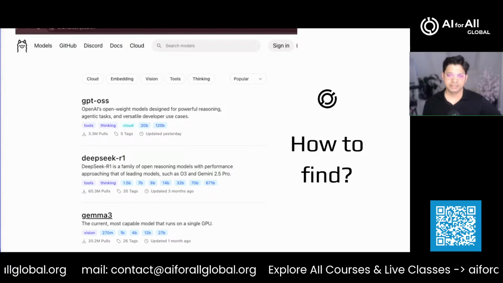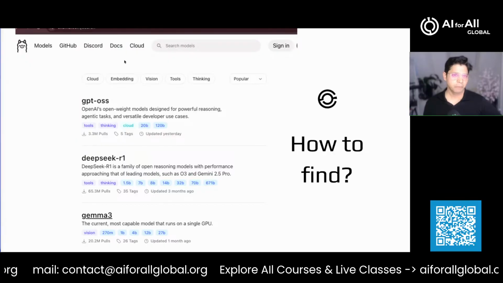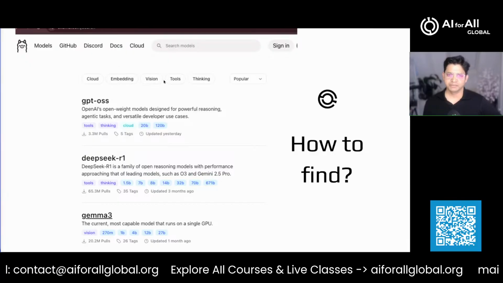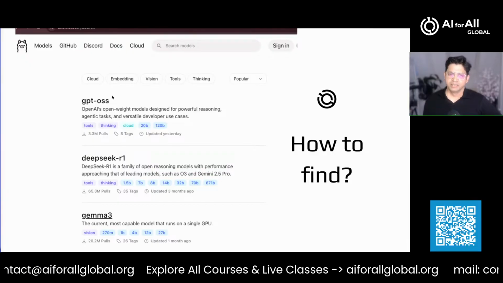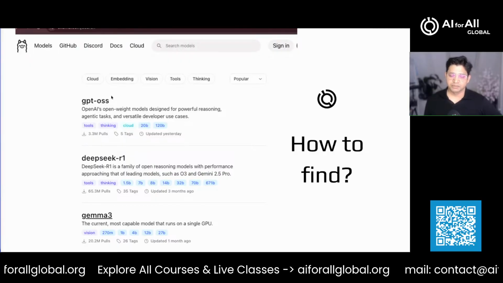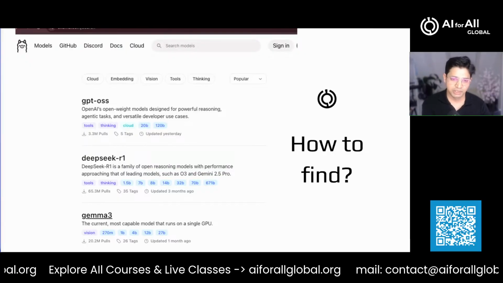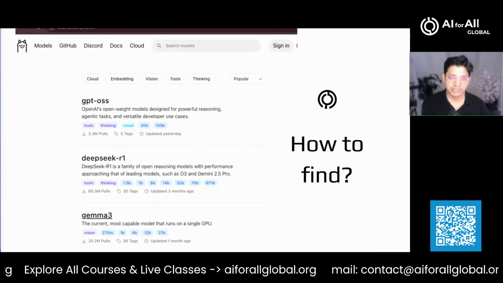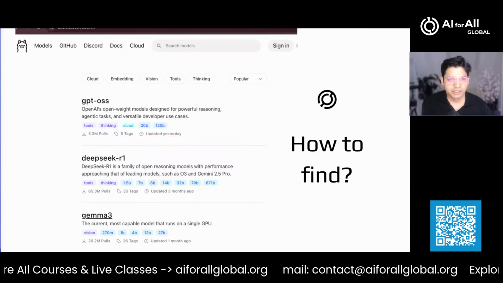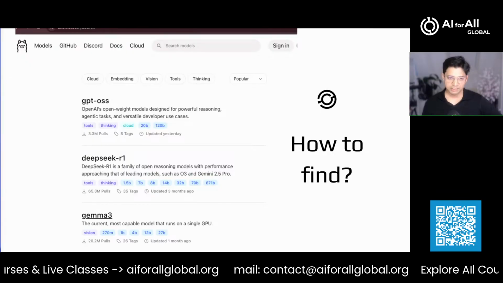How to find them? It's more convenient to go to ollama.com, search, and look for the models. Usually they are categorized into cloud, embedding, vision, tools, and thinking. Earlier it used to be mostly text models, but nowadays the multimodal concept is very popular. The models are coming with text capability, and at the same time vision capability is becoming pretty common. So you can have a look at those models and try to pick one based on the parameters I mentioned earlier.